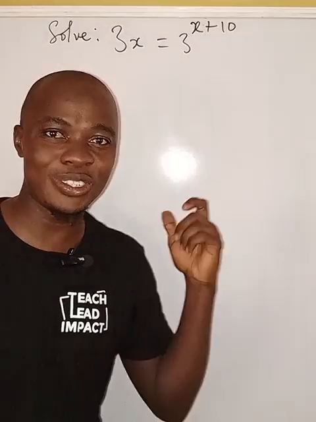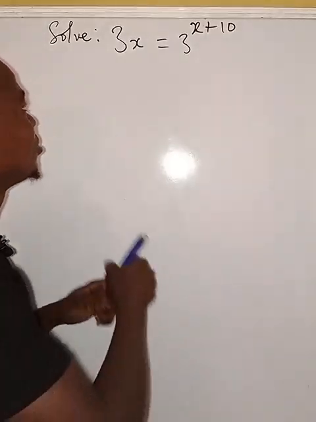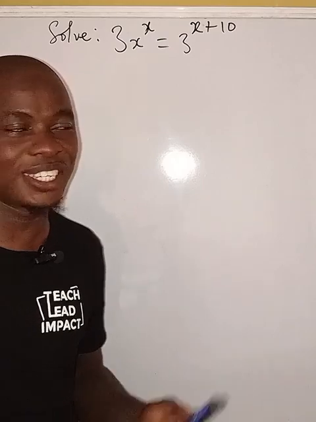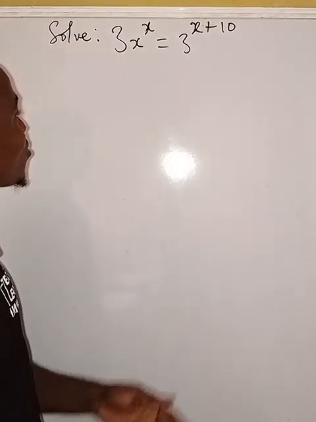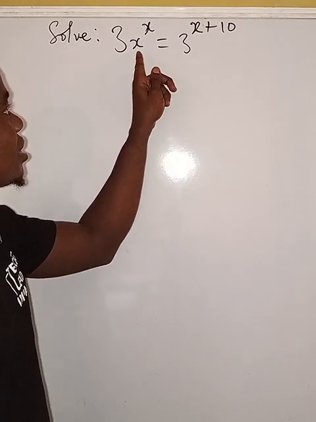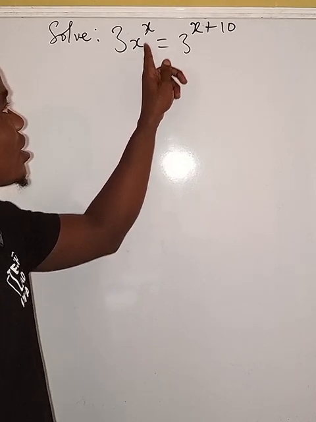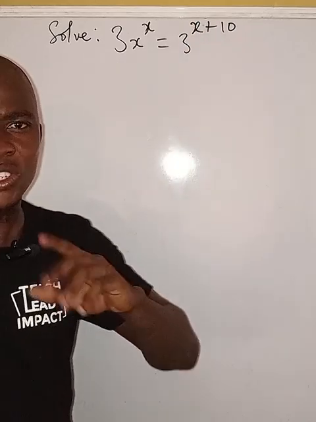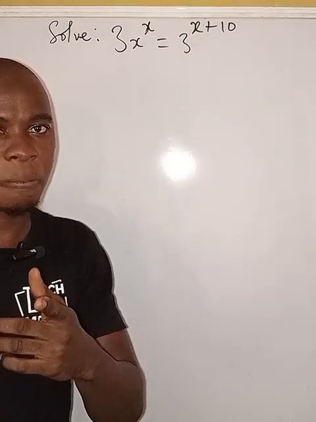In this tutorial, we are going to be solving this beautiful equation. This is an exponential equation. We are given 3 times 3x to the power of x equals 3 to the power of x plus 10. So now what are we going to do here?